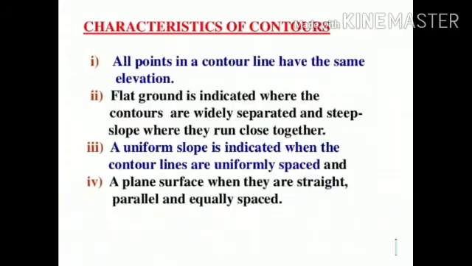Characteristics. Contours are shown in brown. They are marked with a number called the contour value. The value shows the height of the land in meters above the mean sea level. They neither start nor end abruptly in a given area, and they do not cross each other. The spacing between the contours shows the nature of the slope.